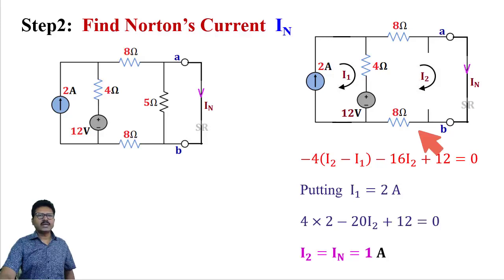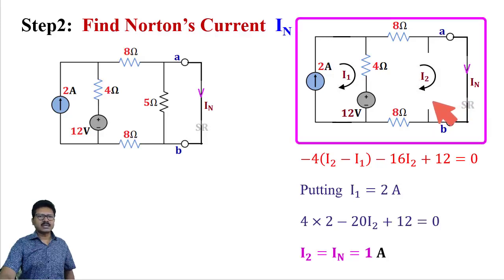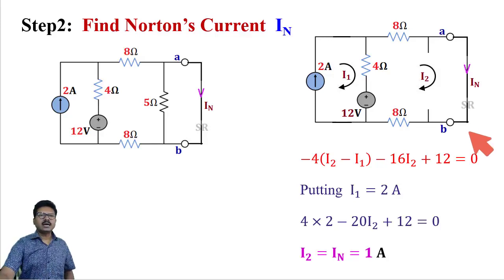Now we will calculate In from this circuit. In this circuit I am using mesh analysis. The summation of all potentials in mesh number 2 is 0. That means the potential drop across this 8 ohm, the potential drop across this 8 ohm, the potential drop across this 4 ohm and this 12 volt, the summation of all these is equal to 0.